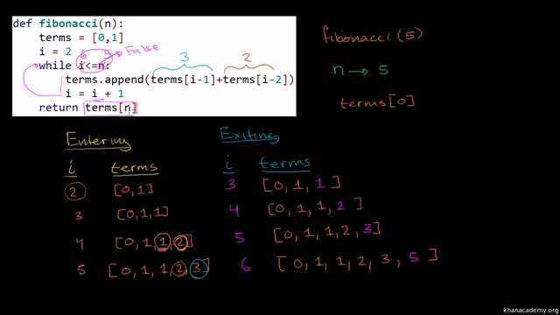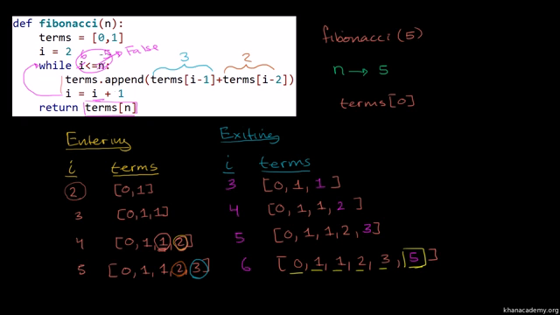And then we go to return the nth term in terms. So remember, n was 5. So what's the 5th term if we start at 0? So this is the 0th term, 1st term, 2nd term, 3rd term, 4th term, 5th term. And we are done.